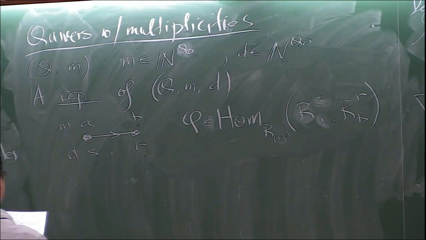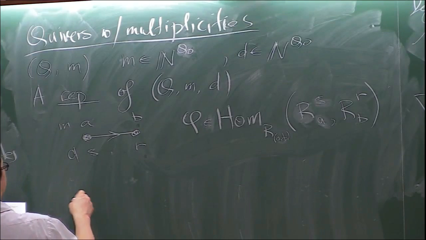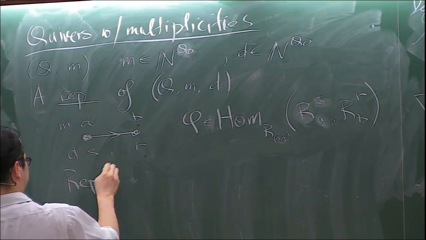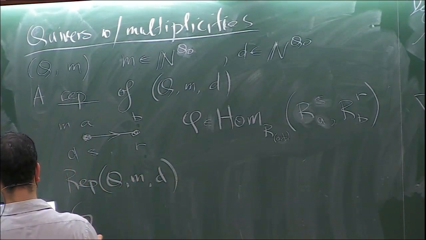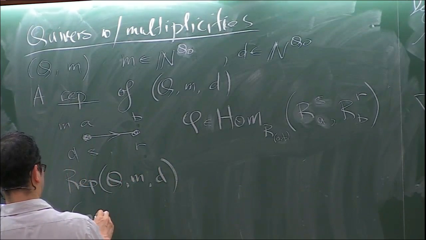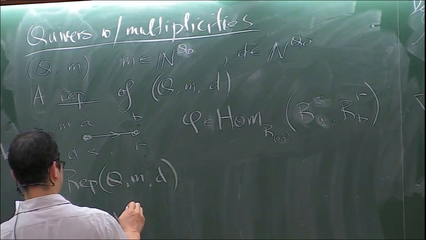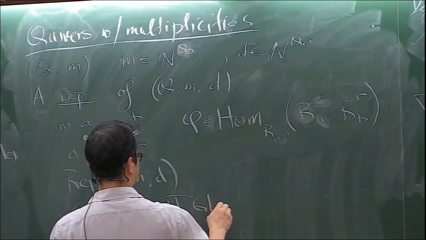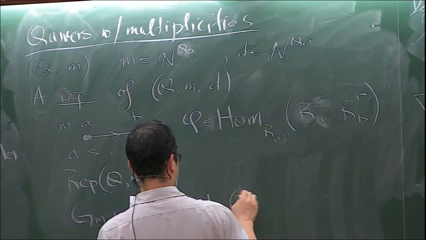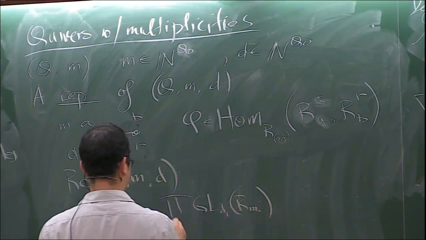So then you have a space of representations, similarly, and then there will be a group which depends on the multiplicities and the dimension vector. So this is GL_{V_i}(R_{m_i}).